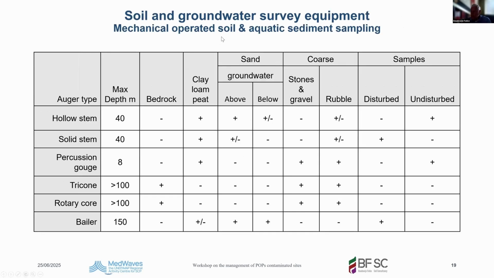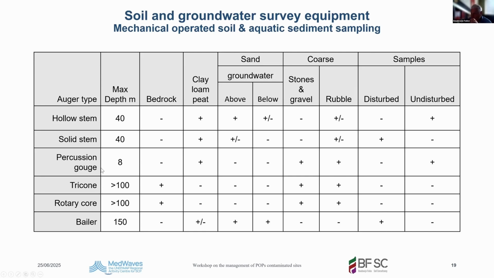Now we come to the machine operated soil and aquatic sediment. Hollow stem auger, maximum depth 40 meters, not in bedrock, peat, below and above. Below is plus or minus, no gravel, rubble is difficult. It's undisturbed. A hollow stem auger, you can take undisturbed samples. Solid stem, again, 40 meters maximum, peat, above plus or minus, below not. Gravel not, rubble possibly, it's always disturbed.